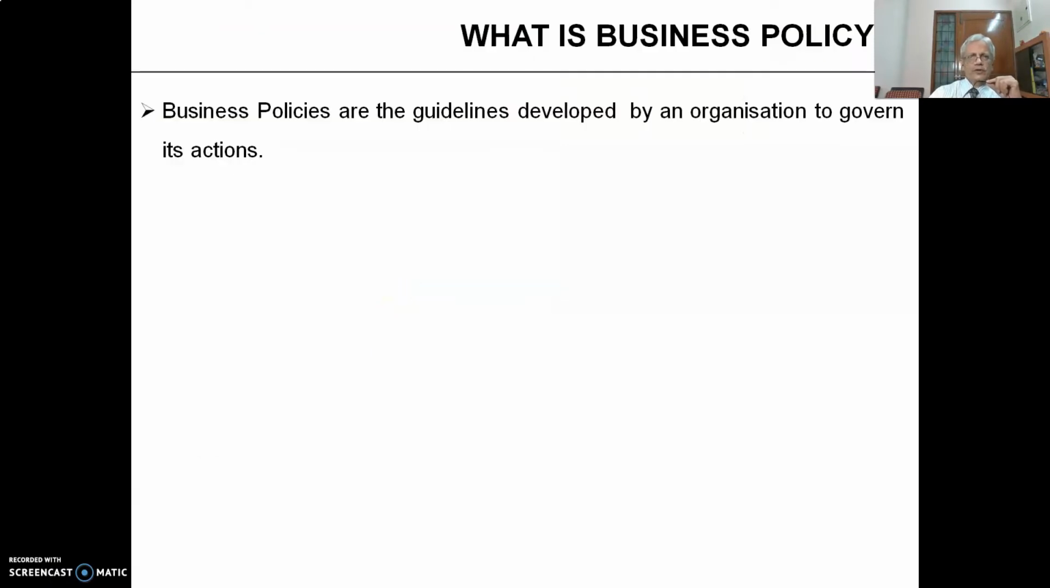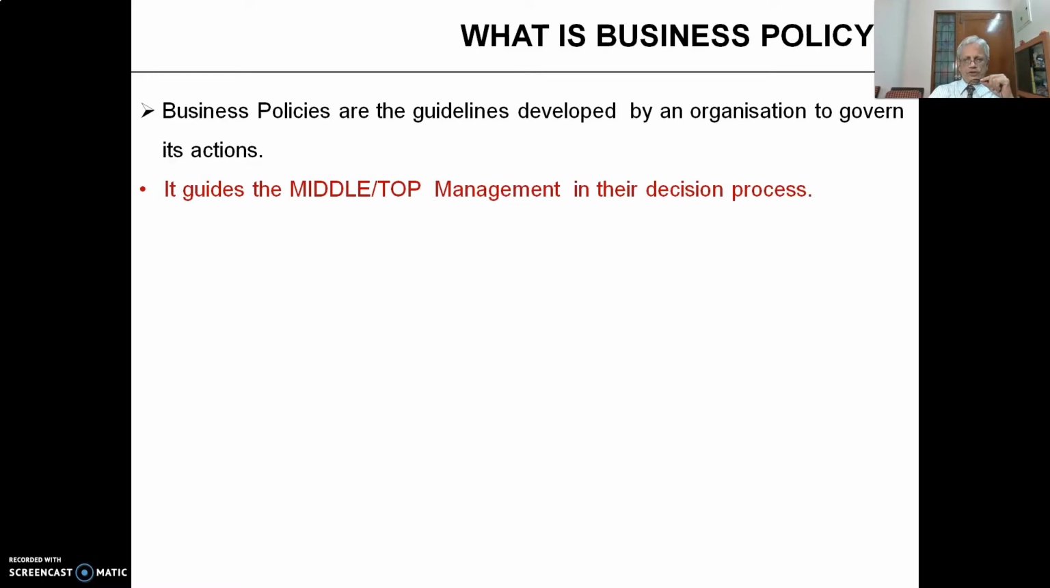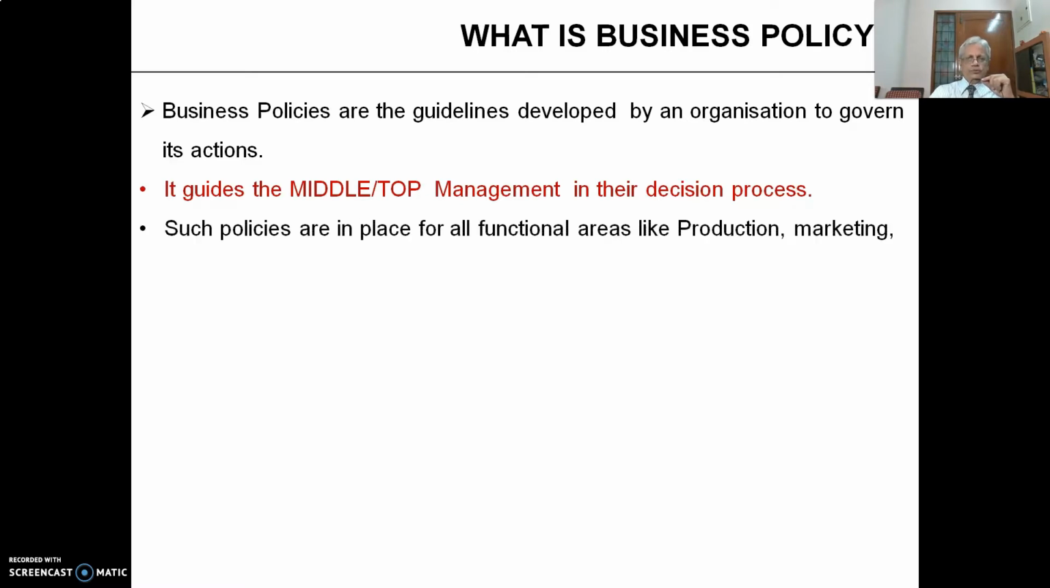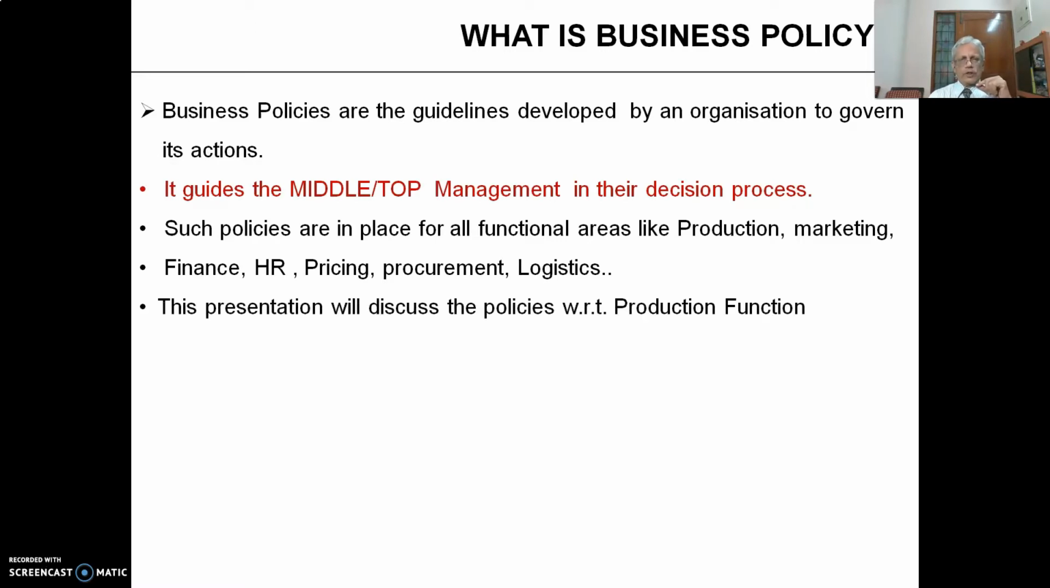So what is a business policy? Business policies are the guidelines developed by an organization to govern its various actions. It basically guides the middle and top management in the decision process, both in the day-to-day as well as in other activities also. Such policies are in place for all functional areas like production, marketing, finance, HR, pricing, procurement, logistics, and so on. This presentation will discuss the policies with respect to production function.